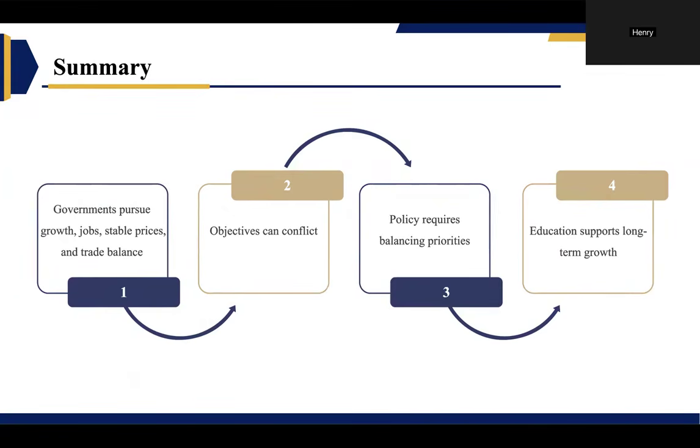Now let's finish with the key ideas. Governments aim to achieve economic growth, low unemployment, stable inflation, and a balanced external position. However, these objectives can often conflict, meaning policymakers must make trade-offs. Policies like education investment can support long-term growth, but they also come with costs. Understanding these macroeconomic objectives is essential for analysing how governments manage the economy.